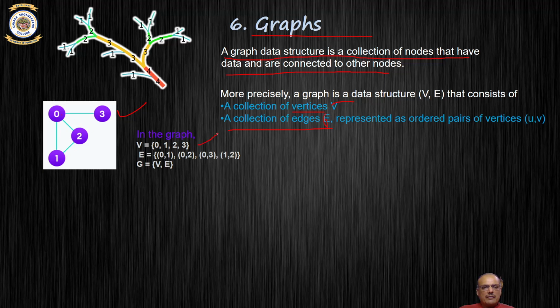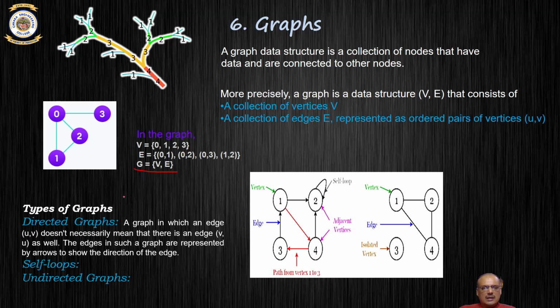So this graph has 4 vertices, and it has 4 edges. One edge is from 0 to 1, the other edge is from 0 to 2, and the other edge is from 0 to 3, and there is one more edge from 1 to 2. So this graph is nothing but a collection of vertices and edges. That basically forms the graph data structure.